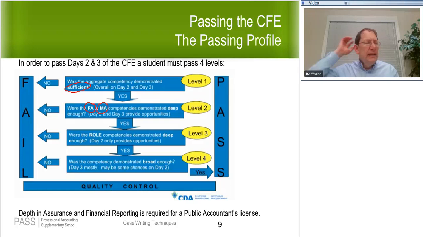Now, let's play with some numbers. Let's pretend, how many financial accounting assessment opportunities will there be day 2 and day 3? Anybody want to guess? How many do you think? How many assessment opportunities do you think? It's better if we deal with some numbers here. I'm not getting any guesses. No guesses?